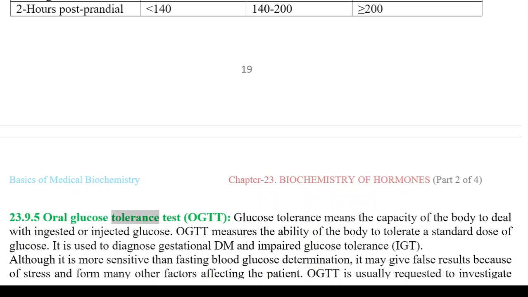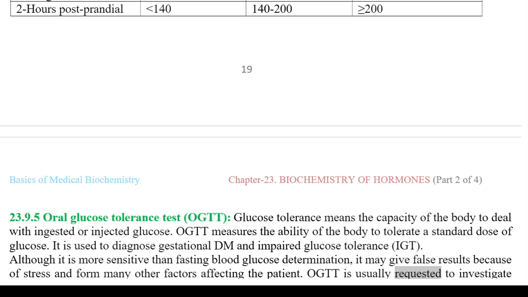23.9.5 Oral glucose tolerance test, OGTT. Glucose tolerance means the capacity of the body to deal with ingested or injected glucose. OGTT measures the ability of the body to tolerate a standard dose of glucose. It is used to diagnose gestational DM and impaired glucose tolerance, IGT. Although it is more sensitive than fasting blood glucose determination, it may give false results because of stress and many other factors affecting the patient.